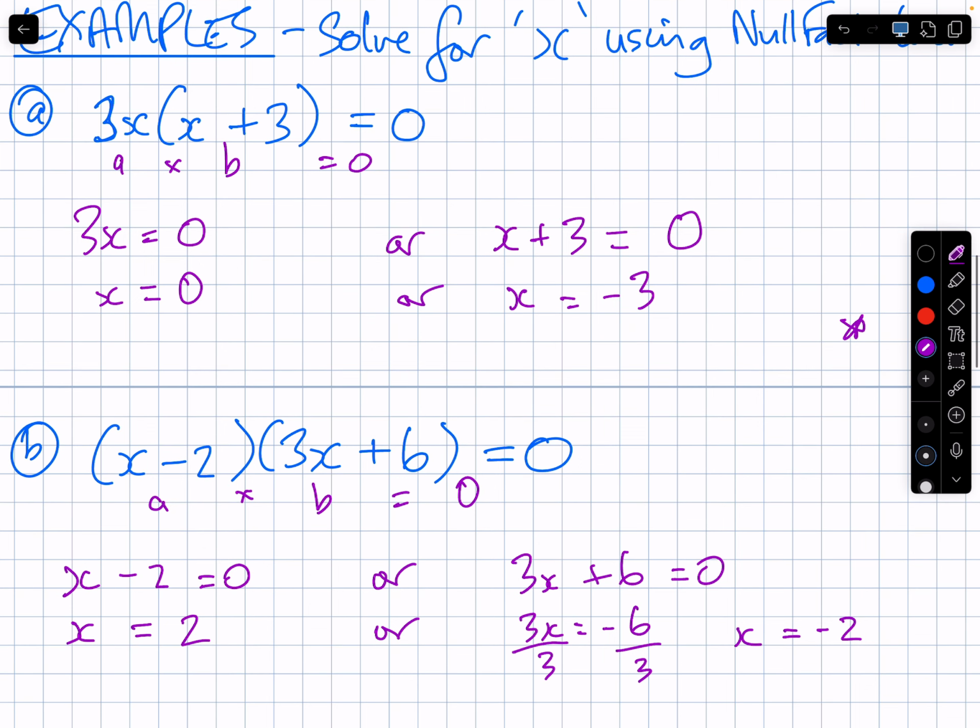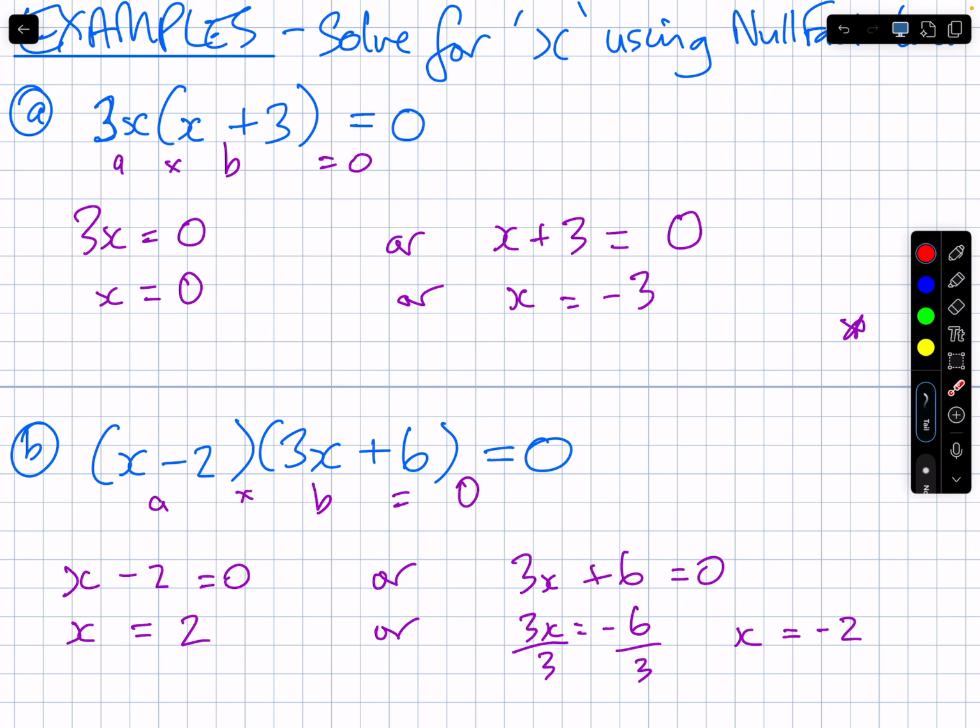Does that satisfy the equation? Well, if I put negative 2 for x in the first set of brackets, no, that's not the one. If I put negative 2 in the second set of brackets, what's 3 times by negative 2? Negative 6. Negative 6 plus 6 is going to give me 0 here. 0 times by, it doesn't even matter what's in the other brackets. The answer is going to be 0.